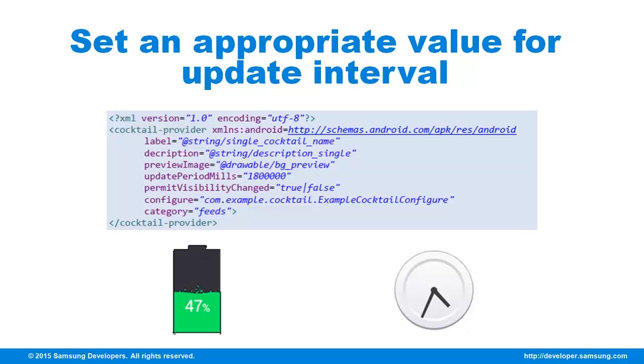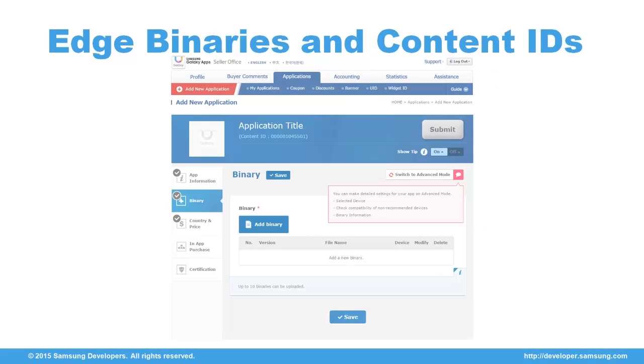Also, the actual update is not guaranteed to occur exactly on time with a defined value. You can also allow the user to adjust the frequency in a configuration. When registering your Edge application in the Seller Office under a single content ID, only the same mode of Edge binaries can be registered. Adding on to that, general and Edge binaries cannot be registered at the same time. And for your registered general binaries, Edge function cannot be added to them.